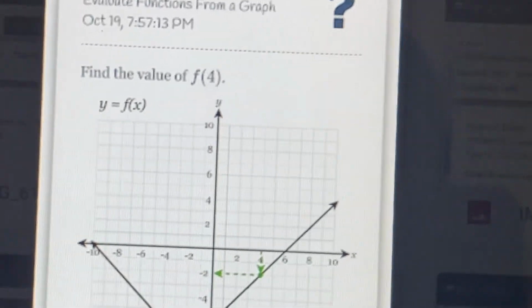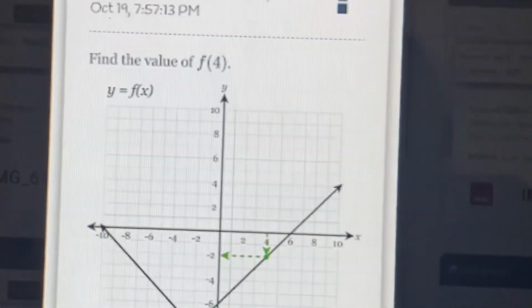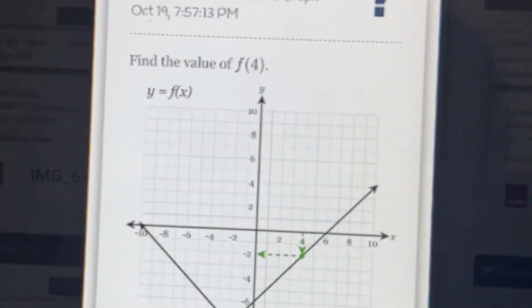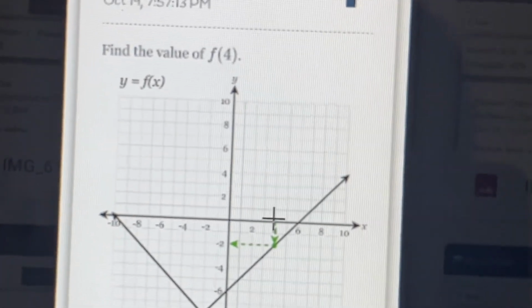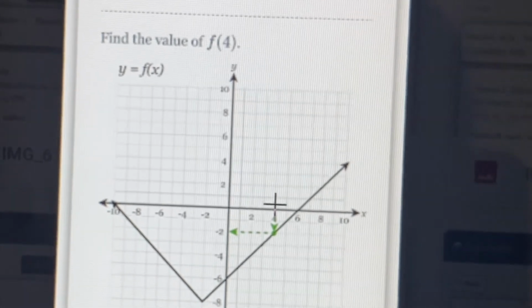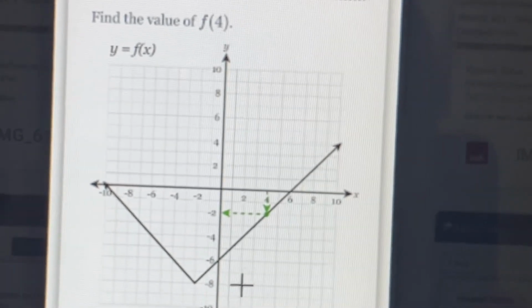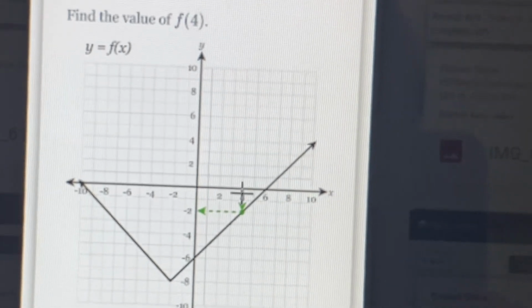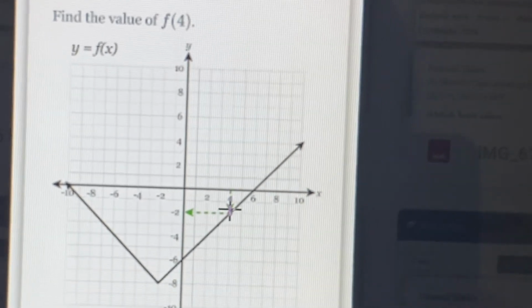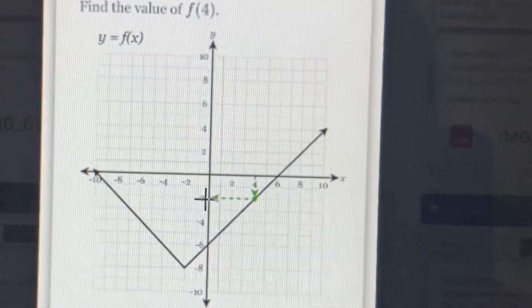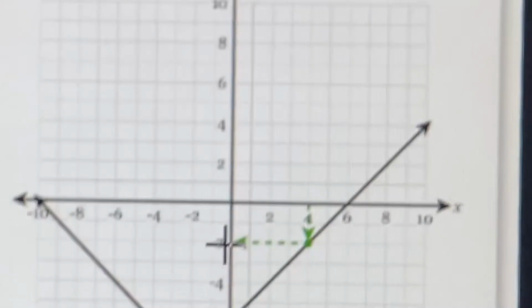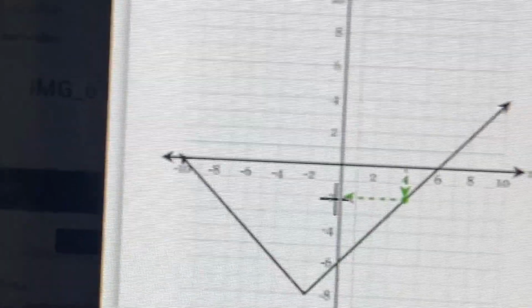Okay, so here's the graph, and this is f of 4 right here. What you want to do is trace it down. If the graph was up here, you would trace it up to wherever you touch the line on the graph, but it's down here, so you trace it down to where it touches the graph, and then you trace it to the y-axis, and whatever your y is would be your answer. So for f of 4, it's -2.